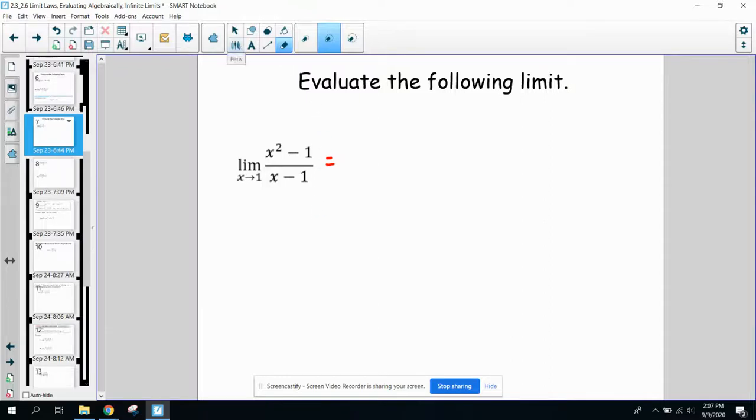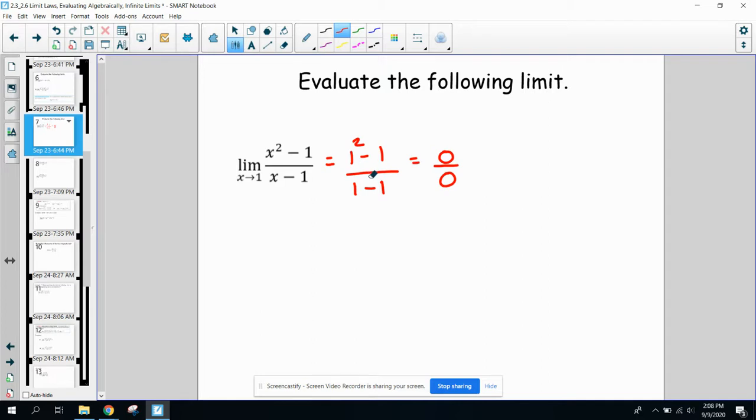Evaluate the following limit. Whenever we have a limit, the first thing we want to do is try to use direct substitution. So here we have x approaching 1. If we try to plug in 1 here, we end up with 1 squared minus 1 over 1 minus 1, and we get 0 over 0, which we can't have. We can't have 0 in the denominator of a fraction. This is also called an indeterminate form, which we'll talk about later.